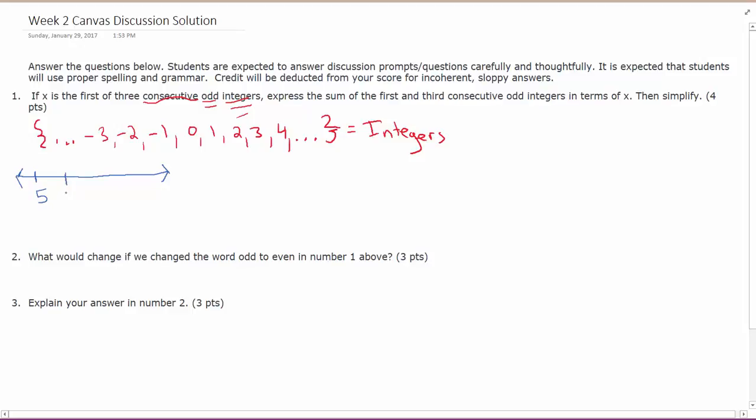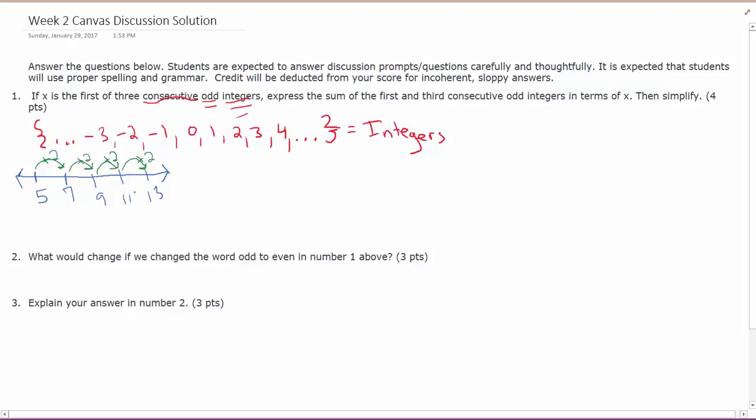The next odd integer would be 7. And then the next odd integer after 7 would be 9. Then we'd have 11, 13, and so forth, 15, 17. So you want to see the pattern. Each time we're adding 2 to get to the next odd integer. This is just a pattern that happens.